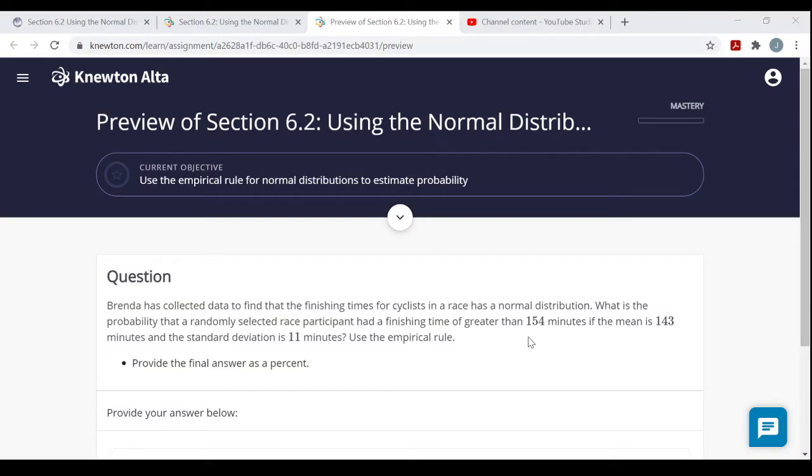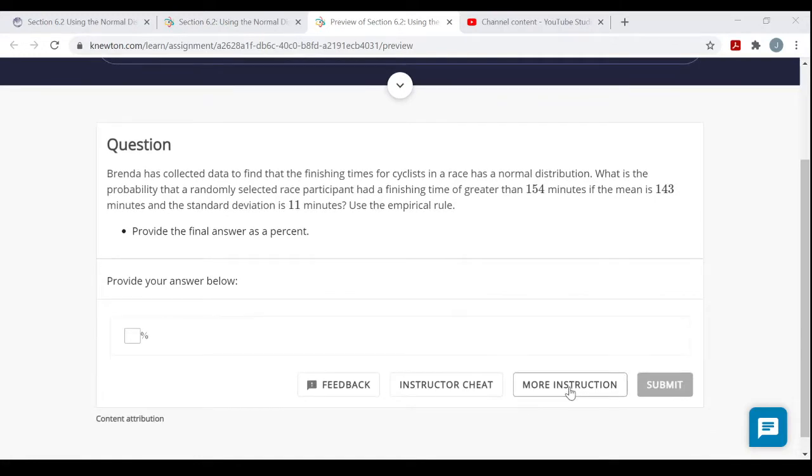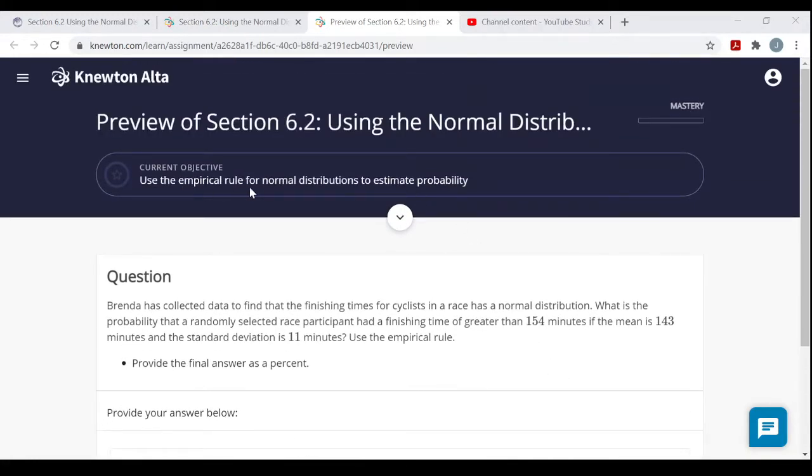Okay. So the first objective I'm looking at here is use the empirical rule for normal distributions to estimate probability. Now you've seen this before. I can click on more instruction here, but I'm just going to draw you a picture. You've seen the empirical rule before when it comes to normal distributions. It was also referred to as the 68, 95, 99.7 rule. So I'm going to go to a piece of paper now and draw a little picture for you. All right.